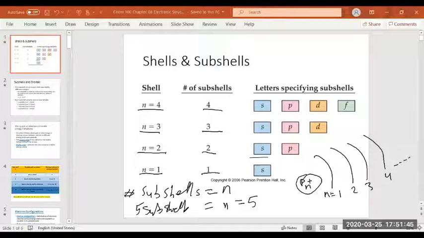Now, for each subshell, we have letters specified. For example, for n equal 1, we have just one subshell, which is the s subshell. n equal 2, we have two subshells, s and p. In n equal 3, we have s, p, d. In n equal 4, we have s, p, d, f. Now, in each subshell, we have a specific number of orbitals.